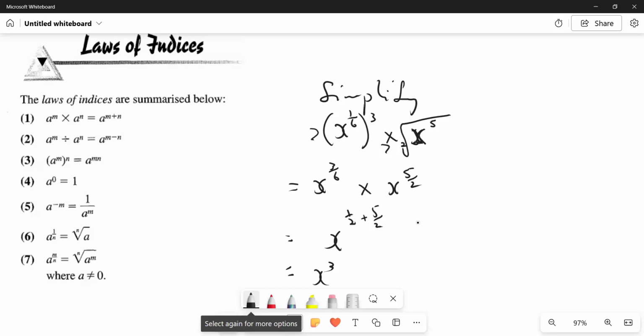Very simple stuff, man. Very, very simple stuff. You're going to reach the real stuff just now when you do logarithms. That is when you're doing the hardest stuff.